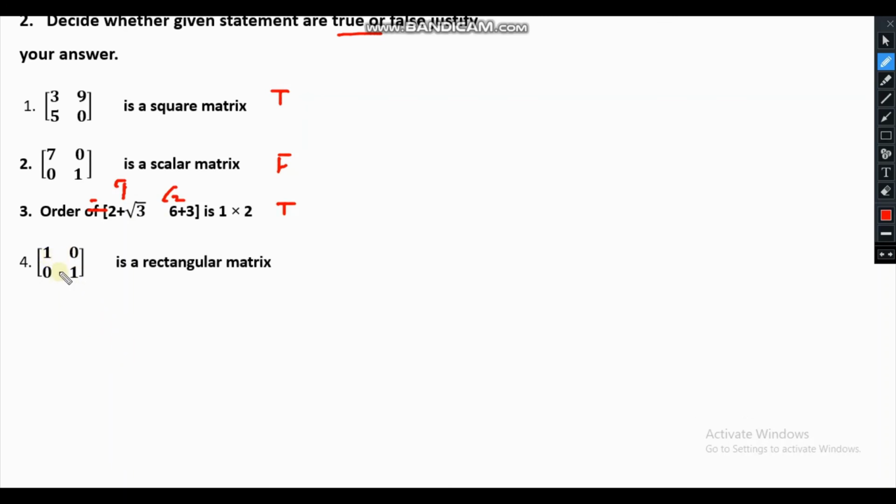Now 1 0 0 1 is a rectangular matrix. So we know that this is a square matrix because it has 2 rows and 2 columns. In rectangular matrices, the order is not the same because rows and columns are not equal. Rows and columns are not equal in rectangular matrices. So here rows and columns are equal. So this statement is false.